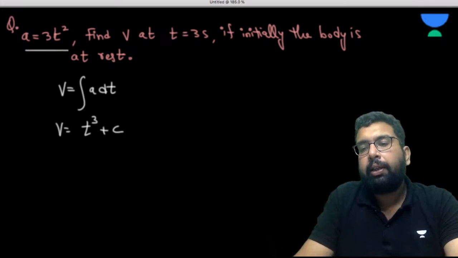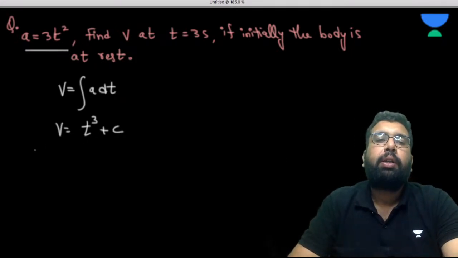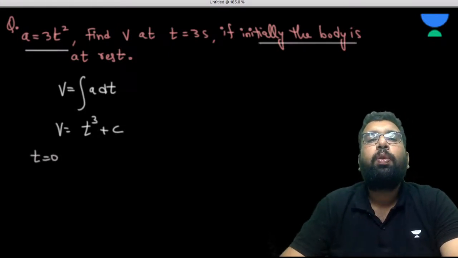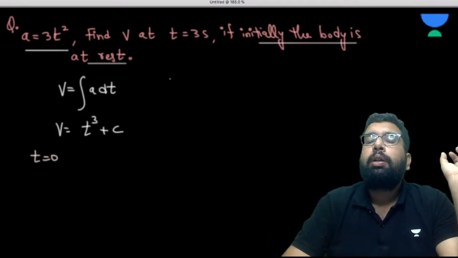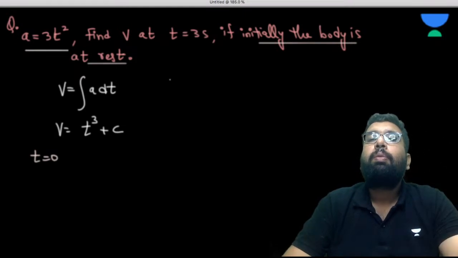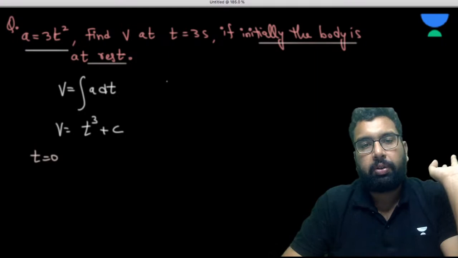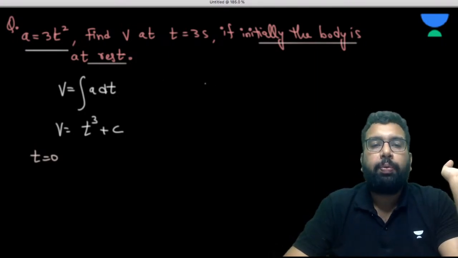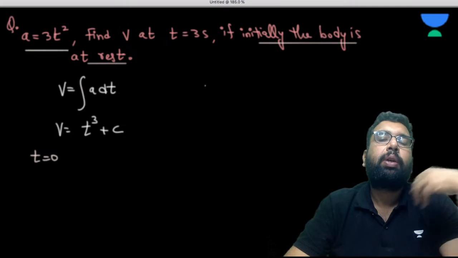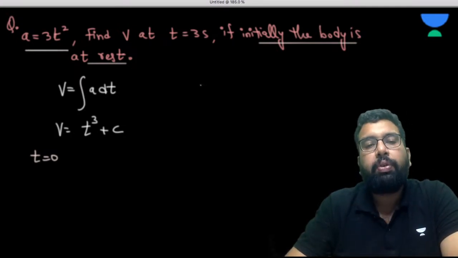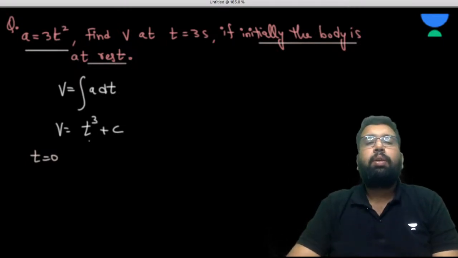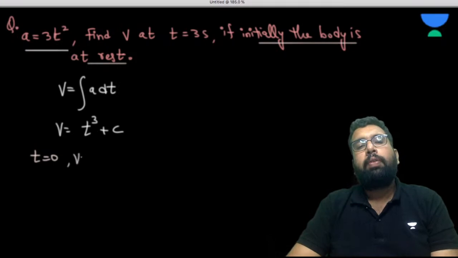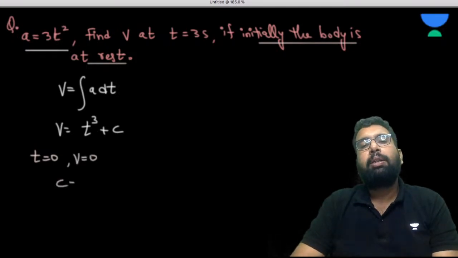Now it says that initially the body is at rest, that means when t is equal to 0. This is the info given in the question. Always, you will be able to find the constant of integration from the information given in the question. Initially means in the beginning of the motion, where we consider t is equal to 0. So when t is equal to 0, the body is at rest. That means v is equal to 0 when t is equal to 0.